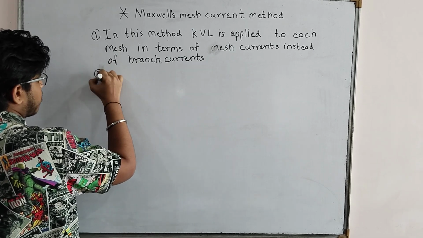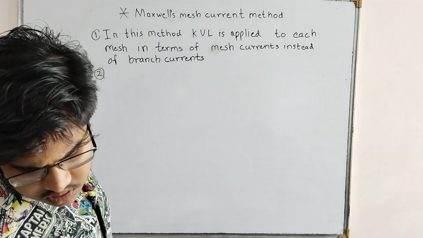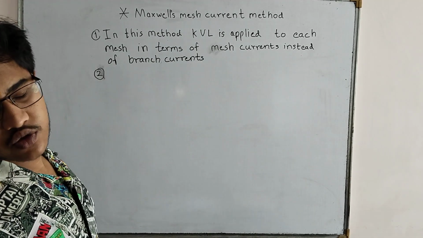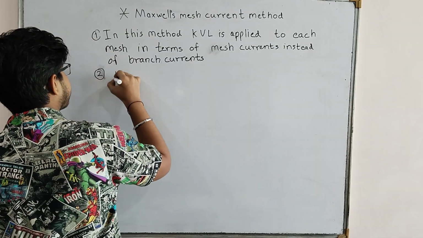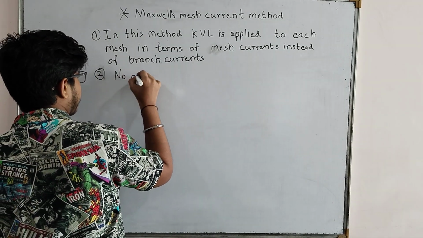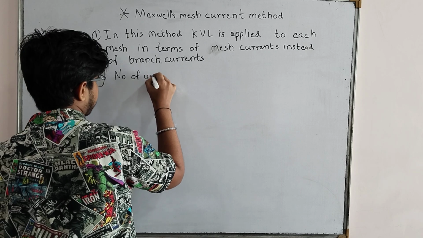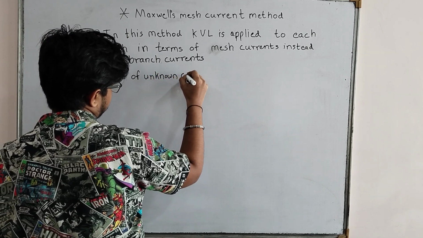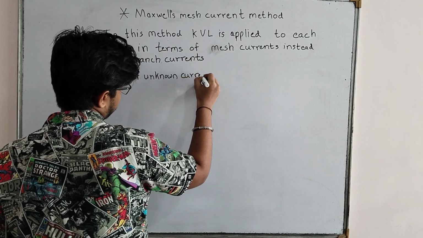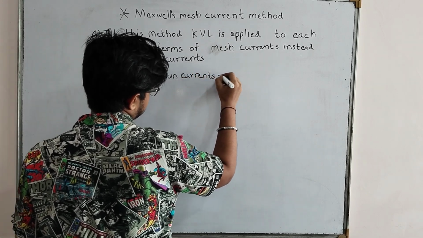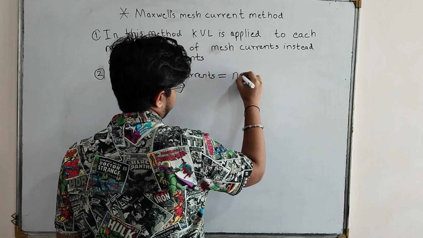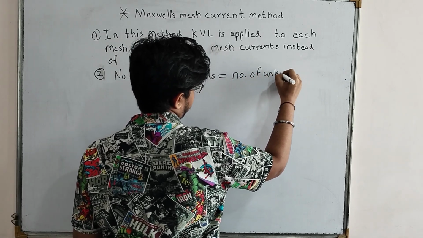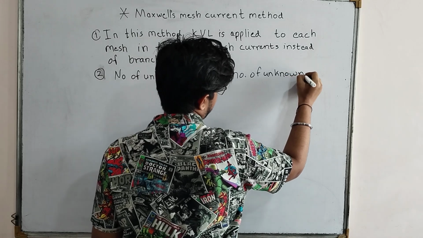Now talking about the second point. What does the second point state? Number of unknown currents is equal to the number of unknown meshes.